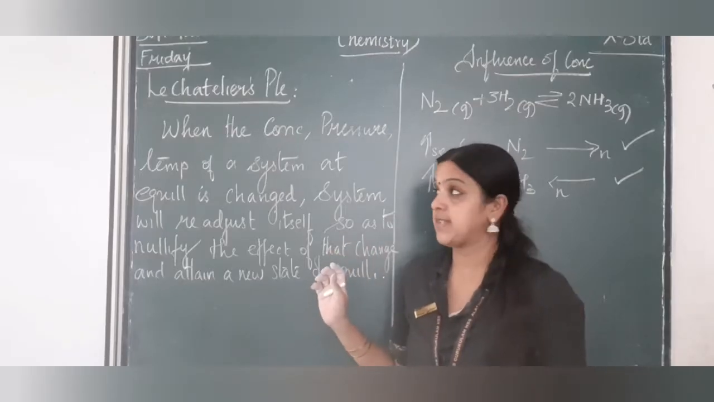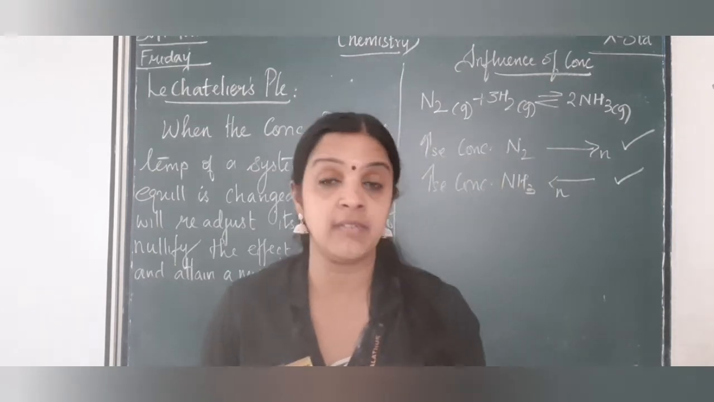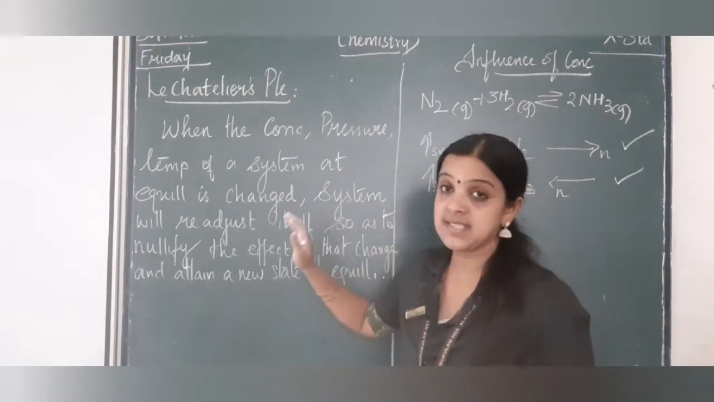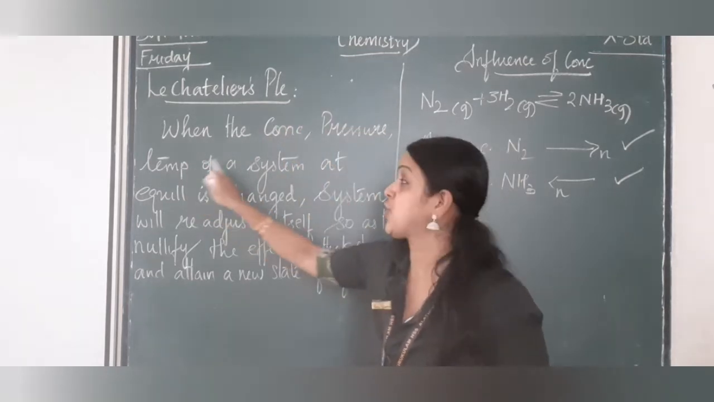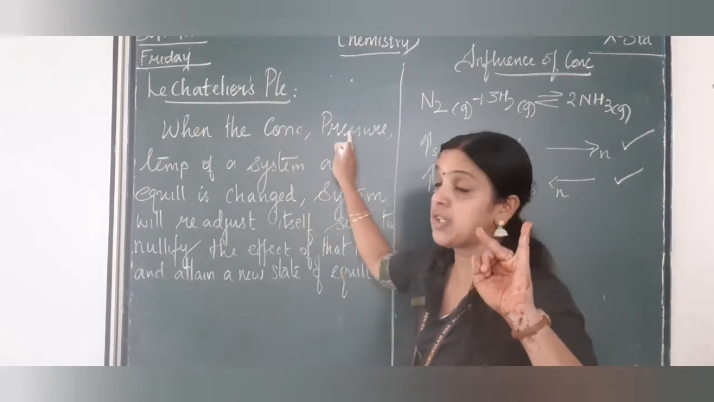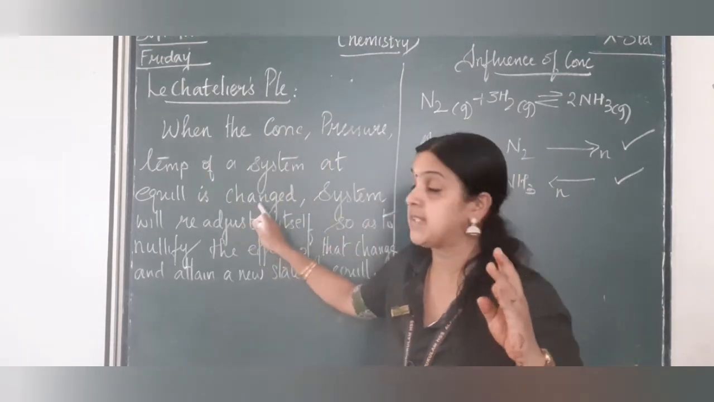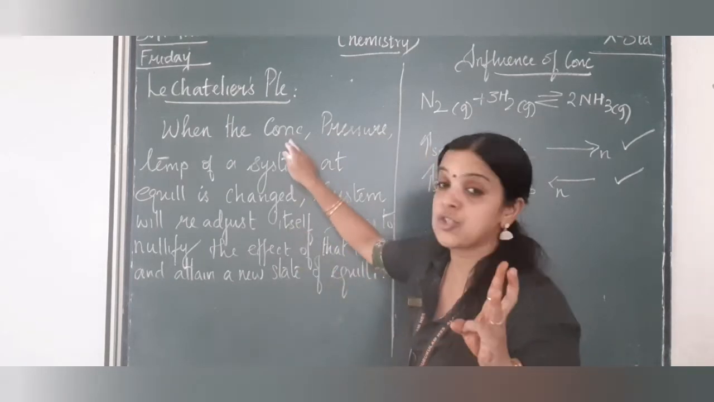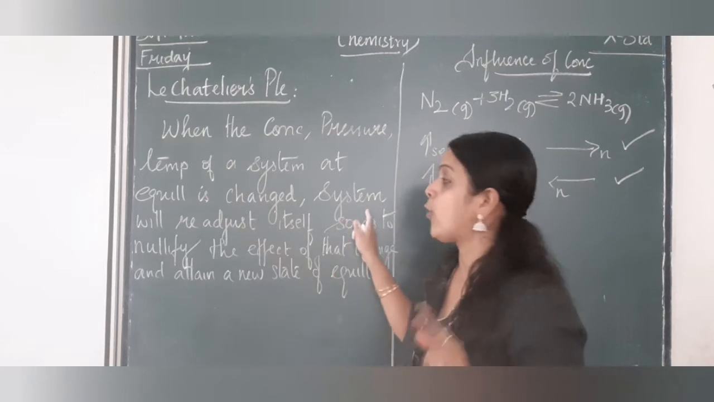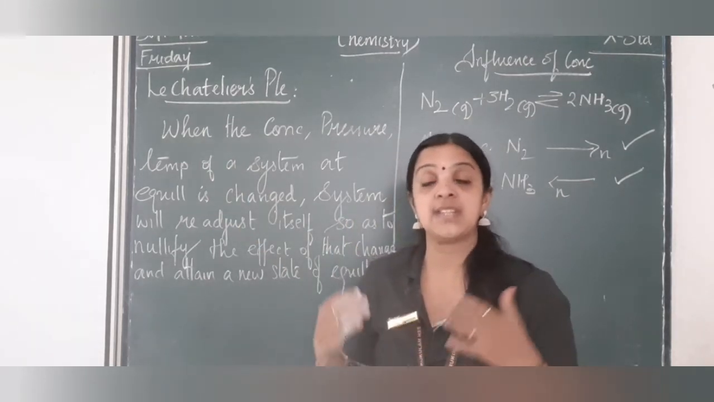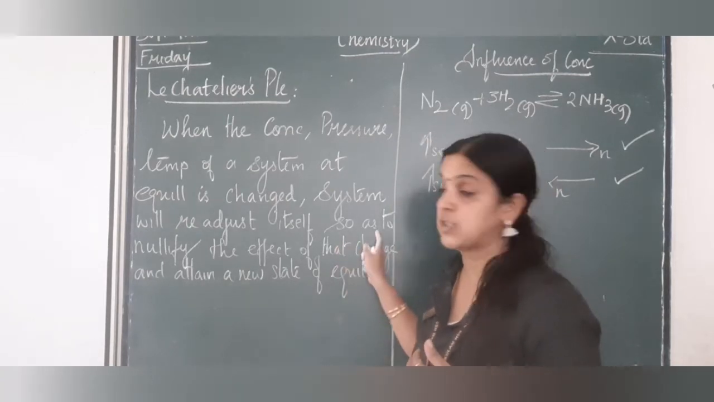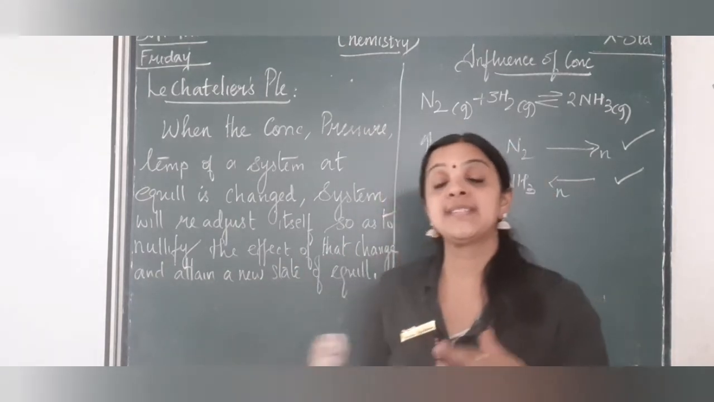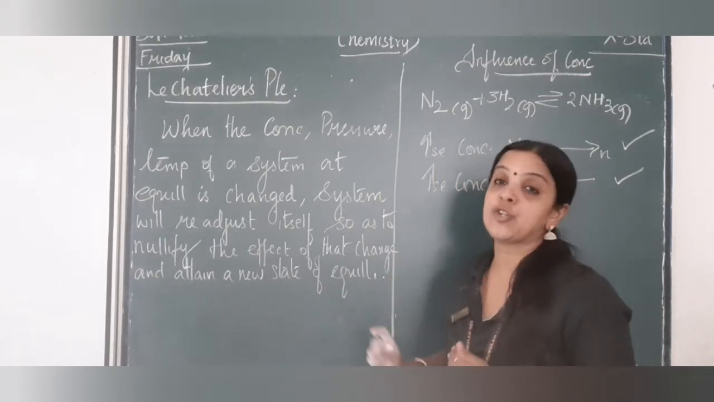We will see Le Chatelier's principle, the most important principle in chemical reaction or chemical equilibrium, which you will be studying continuously even for higher classes. What does this say? When the concentration, pressure or temperature of a system at equilibrium is changed, a reversible reaction has already attained equilibrium, and if I am going to change its concentration, pressure or temperature, what will happen? The system will try to readjust itself so as to nullify the effect of the change that has happened. To nullify means to balance the change that has happened and attain a new state of equilibrium.